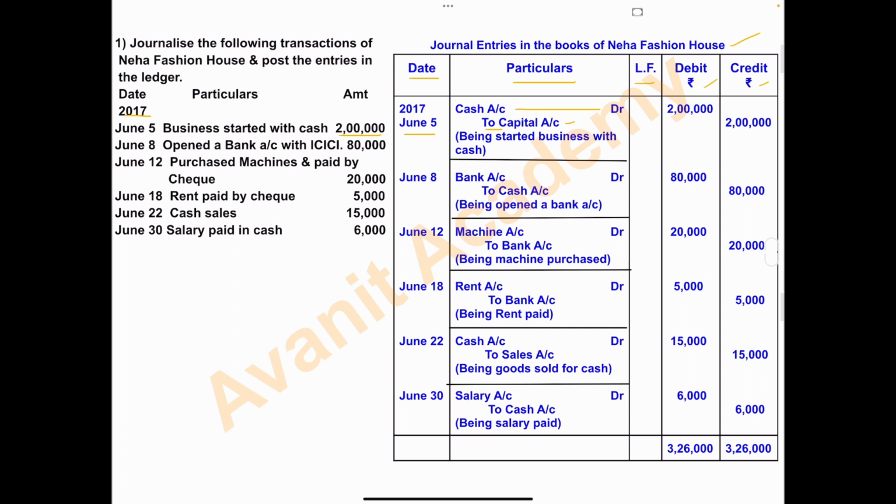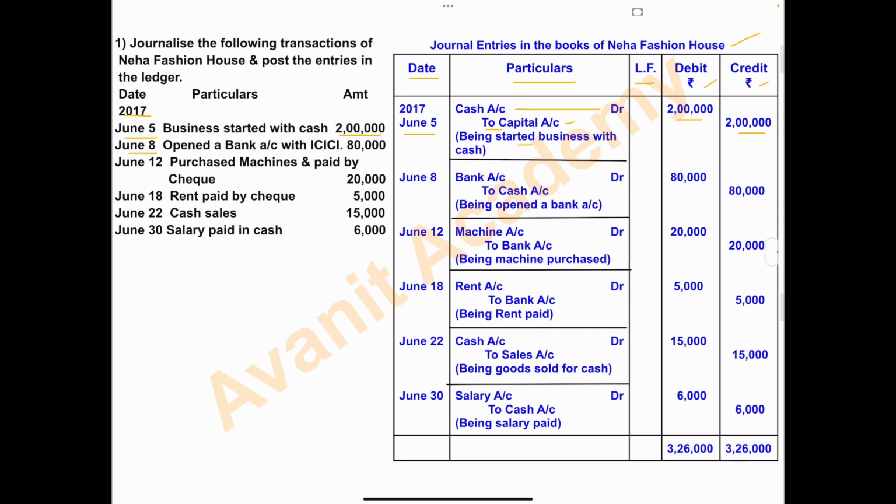And after passing the entry, you have to write the narration. And the narration is being started business with cash. Amount is 2 lakh. Cash account is debited. So in debit column write 2 lakh. Capital account is credited. So we have to write the amount in credit column, that is 2 lakh. Here first transaction is over.